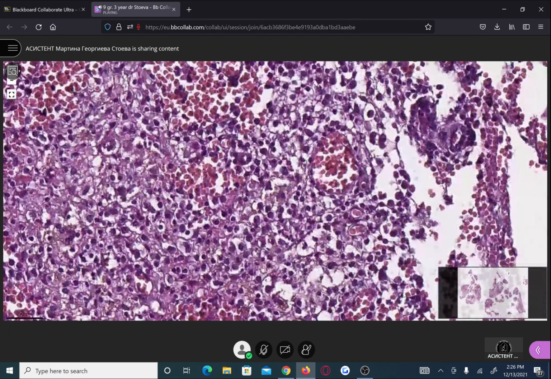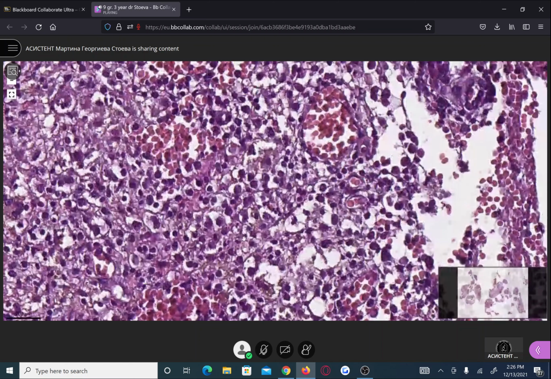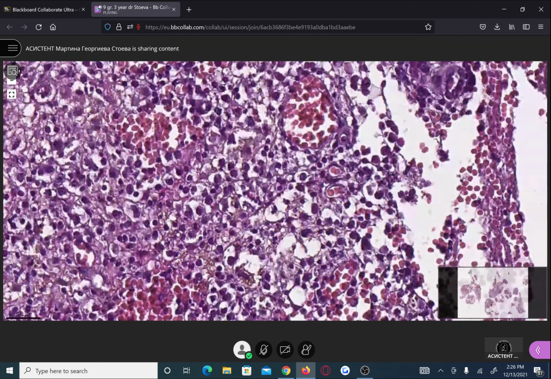I'm trying to find an area with better morphology of the cells. Just to remind you that the plasma cells, for example, this is a plasma cell with eccentrically placed nucleus. We can see the cytoplasm on the other side, and there is clear halo around the nucleus. This clear line surrounding the nucleus is the clear halo. This is in contrast to the lymphocytes, which are just like dots without cytoplasm around them.